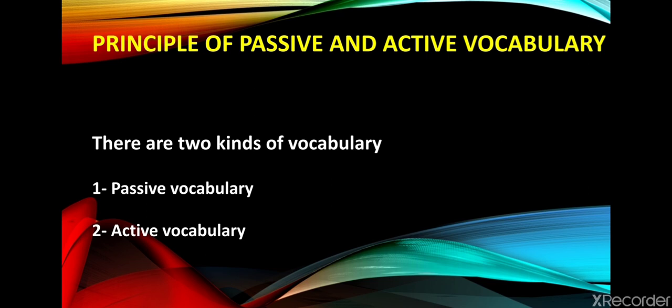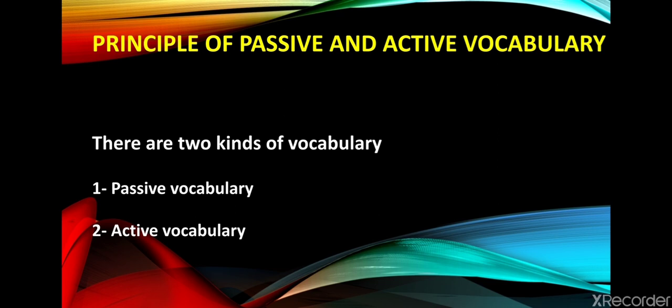Passive vocabulary. This type of vocabulary is not used in speaking and writing, but the words of passive vocabulary are recognized and understood. Active vocabulary. The words of active vocabulary are understood and freely used by the learner in speaking and writing. A fruitful learning is when recognized and understood words are used as active vocabulary. It means words of passive vocabulary should be used as active ones.